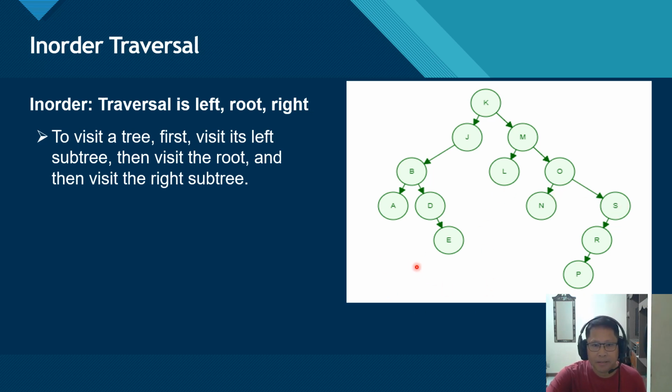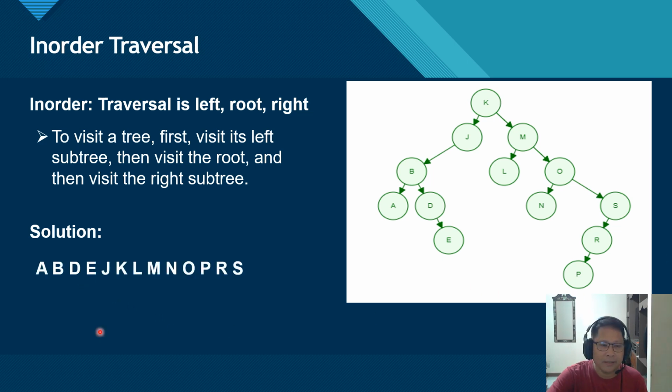So again, first is A, then B, next is D, and followed by E. Then going up, it's J, then K, then L, next is M, next is N, then O, next is P, R, and S. So our final solution would be this one: A, B, D, E, J, K, L, M, then N, then followed by O, then P, R, and S. So this is the final solution of the in-order traversal.